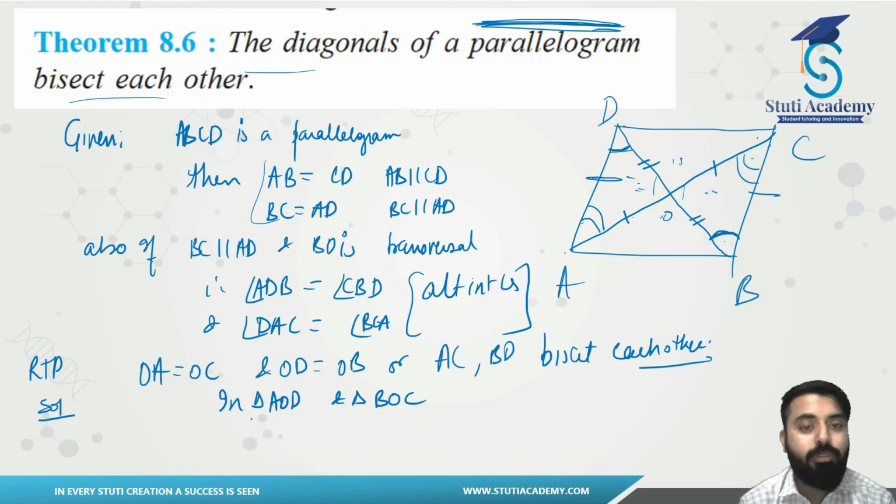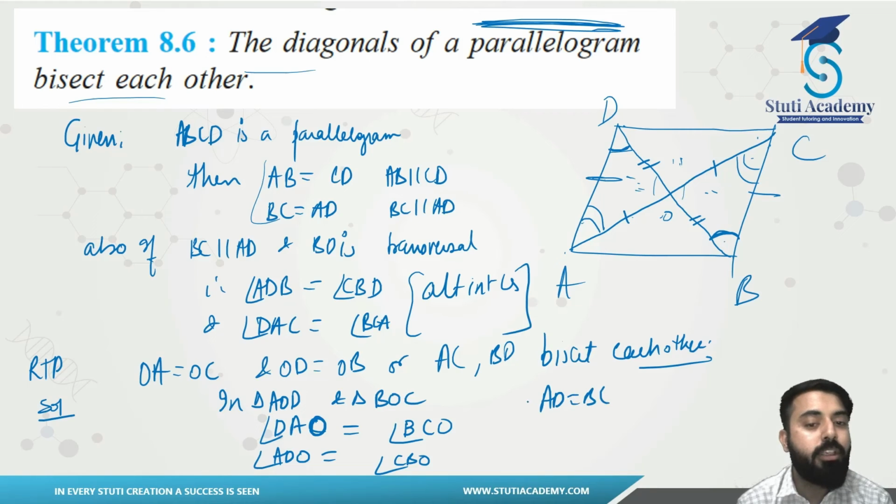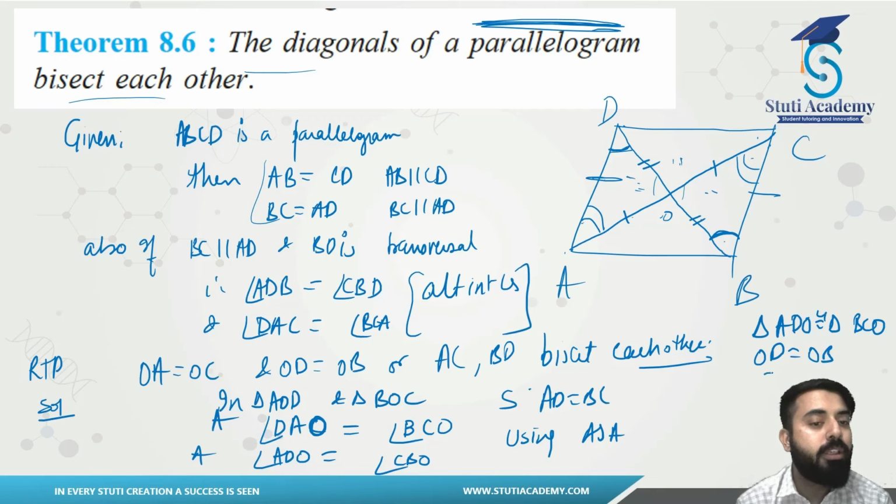So you guys see in these two triangles, I can say angle DAO, since we are not going towards C, equals angle BCO, angle ADO equals angle CBO, and you can easily say AD is equal to BC. So angle side angle, using ASA, triangle ADO is congruent to triangle BCO, and you can easily say OD is equal to OB, OC is equal to OA, CPCT.